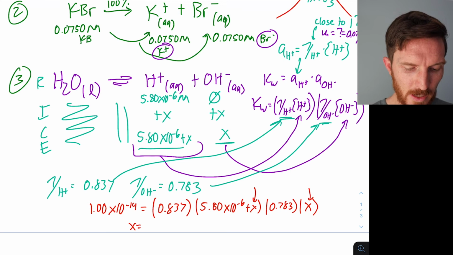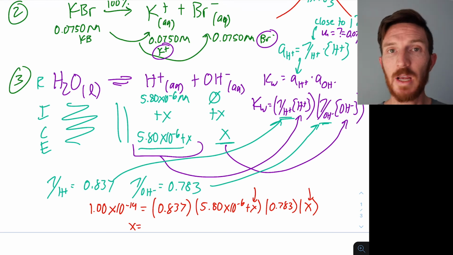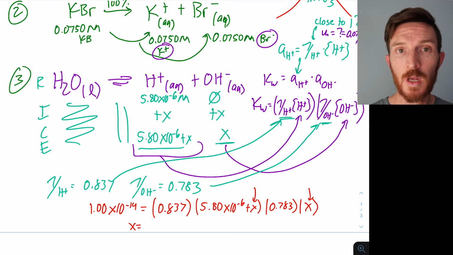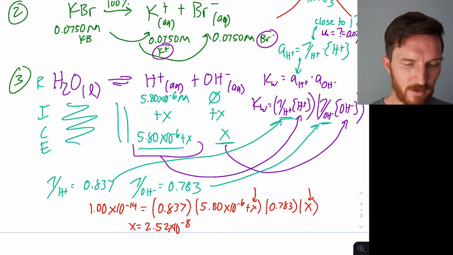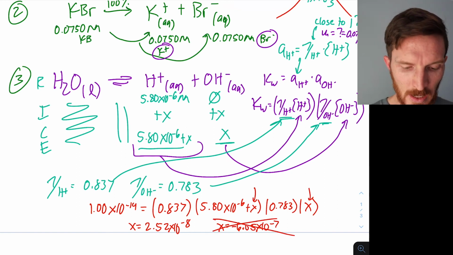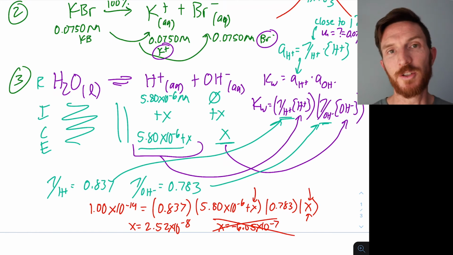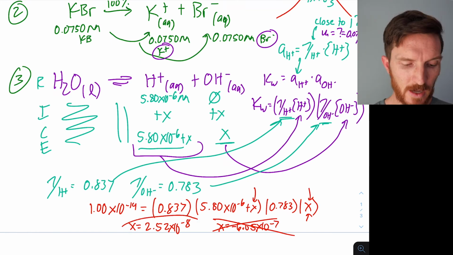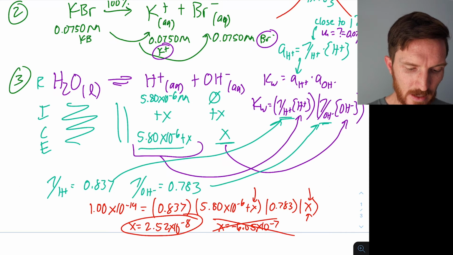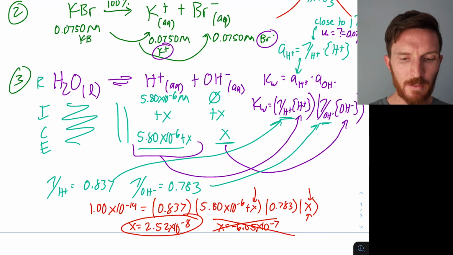I'm not going to go through the algebra of this, but this would give us some kind of quadratic polynomial, which gives us two possible answers. We would get 2.52 times 10 to the negative 8th as an option, or negative 6.05 times 10 to the negative 7th as an option. We look at that, and we say that's not a valid option because that would give us a negative concentration of OH minus, which is not possible. And so now we'd say that is our value that we would get there.